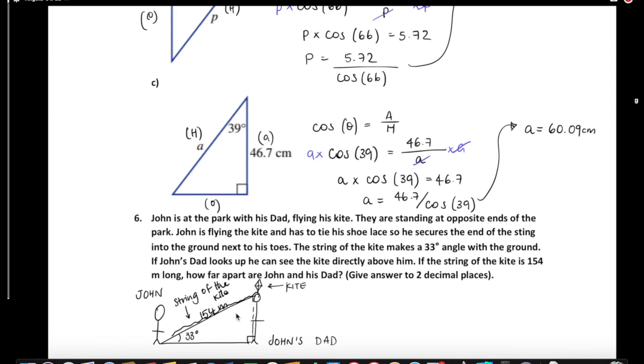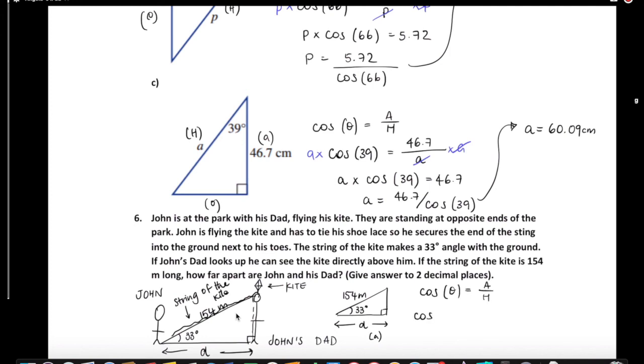And then what we're trying to find is obviously the distance between John and his dad. So I'm going to say D for distance. So if I draw this out now in a form that we recognize, we've got the right angle triangle. We're obviously trying to find our adjacent, so I'm just going to write A. And we know our hypotenuse is 154 meters. The angle, or our reference angle here, is 33 degrees as well. So using cosine, I've got cos of my angle is equal to my adjacent divided by hypotenuse.